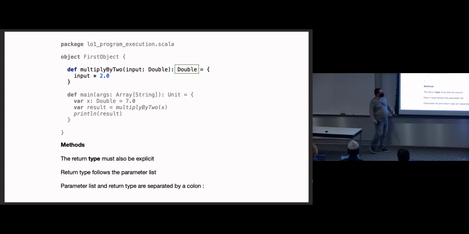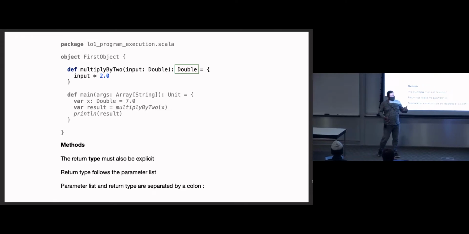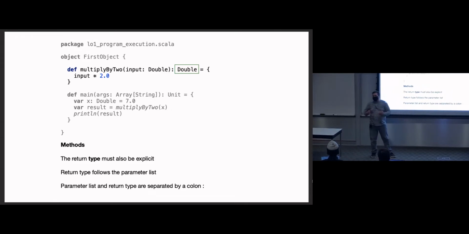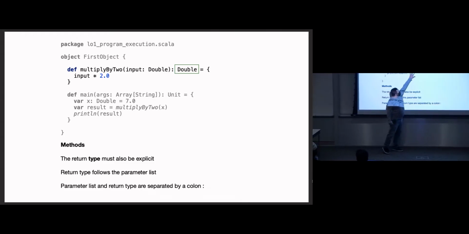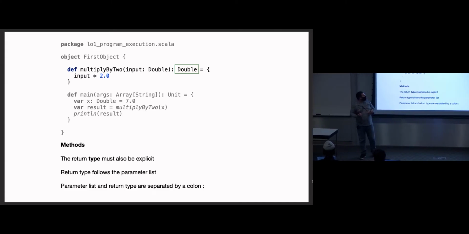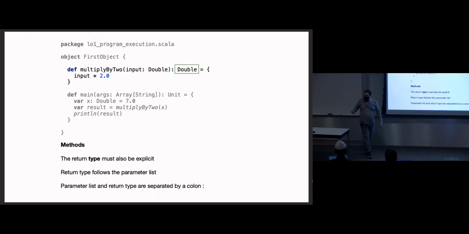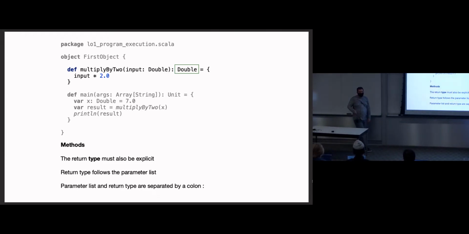And that's going to be the type of the value that's returned from the method. What are we going to get back? When we call this method, what's the type that we're going to get back from that method? And in this case, I'm going to say it's a double. I want to return a double from this method.